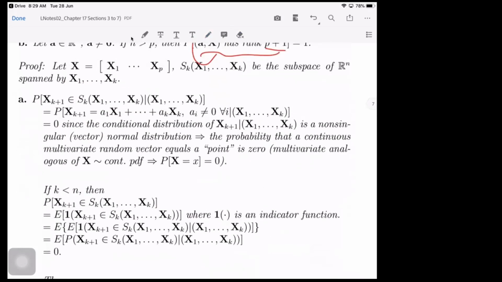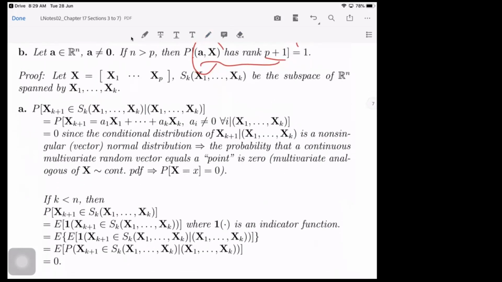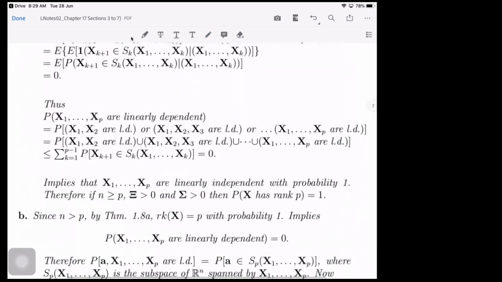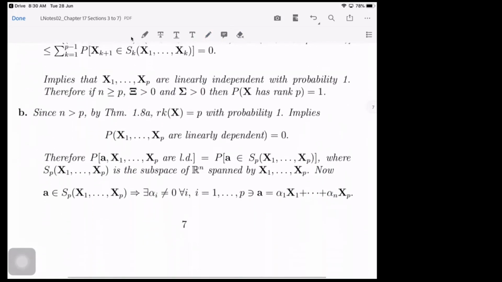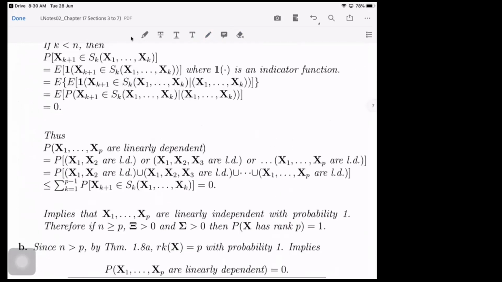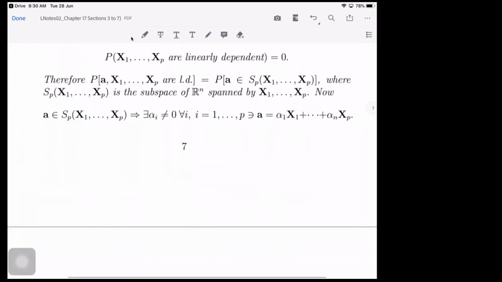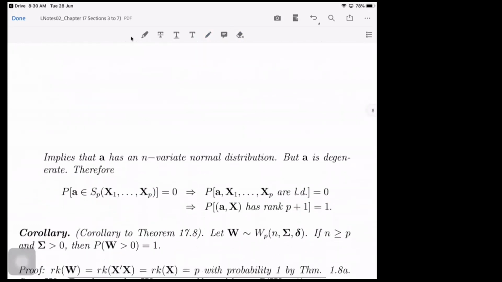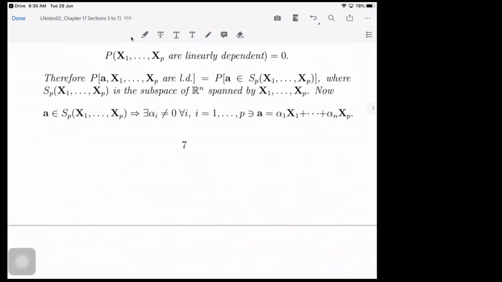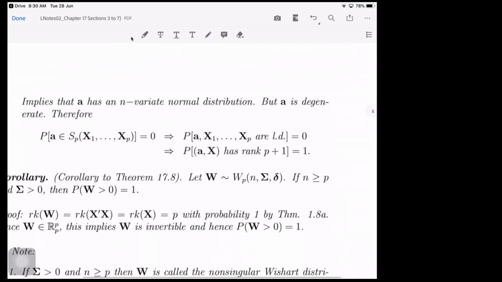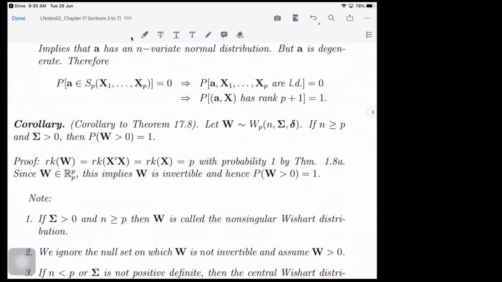So for the proof, it uses the concepts of conditional distribution and linear dependence, because it talks about the rank, no? And you want it to have probability 1. So linear dependence and the concept of the subspace spanned by X, and so on and so forth. So I will skip through that proof here.